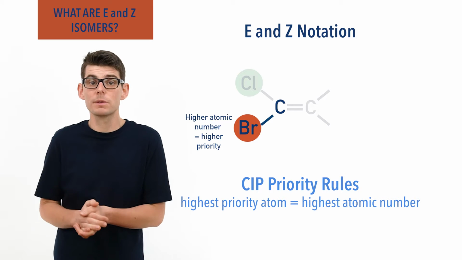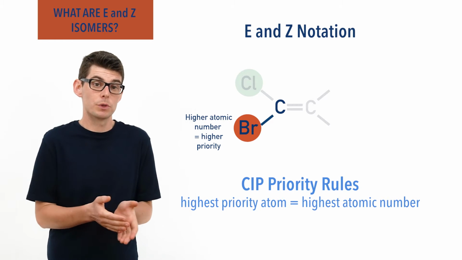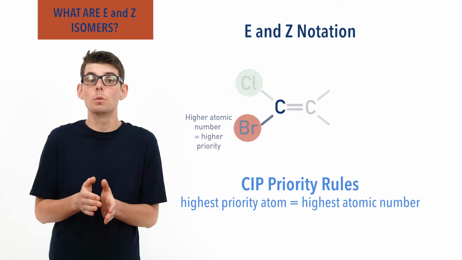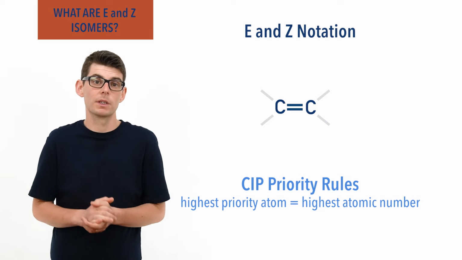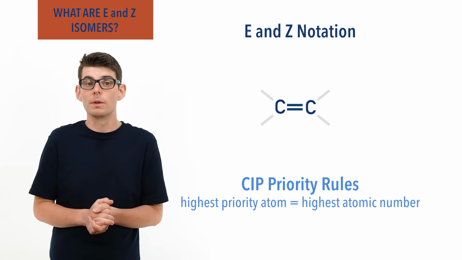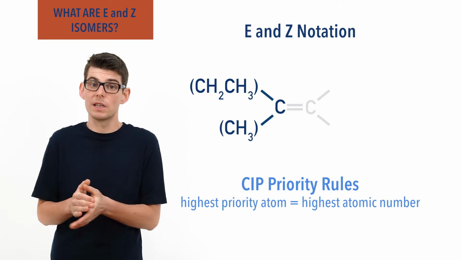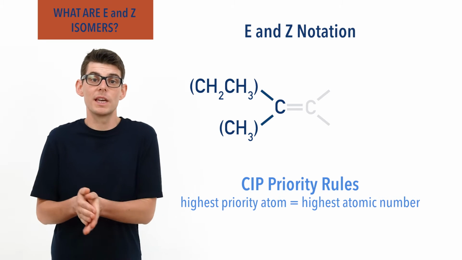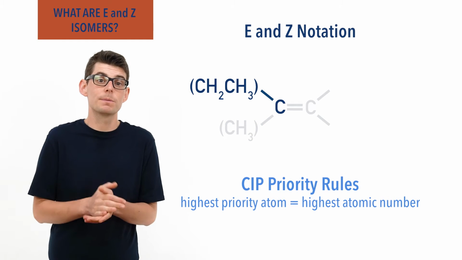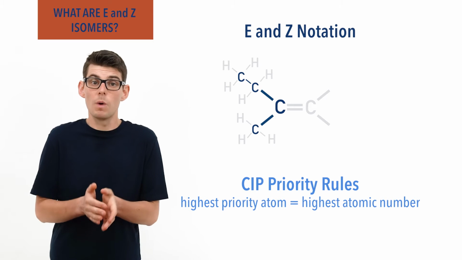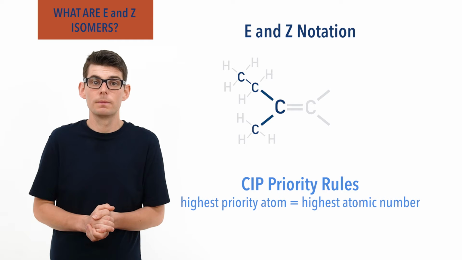If this isn't possible and the two atoms bonded have the same atomic number, for example, two carbon groups, then you look at what those atoms are bonded to themselves and compare their atomic numbers. For example, if you have a CH3 and a CH2CH3 group bonded to the same carbon, the CH2CH3 group will be given the highest priority, as here the carbon is bonded to another carbon, whereas the carbon in the CH3 group is only bonded to hydrogens.